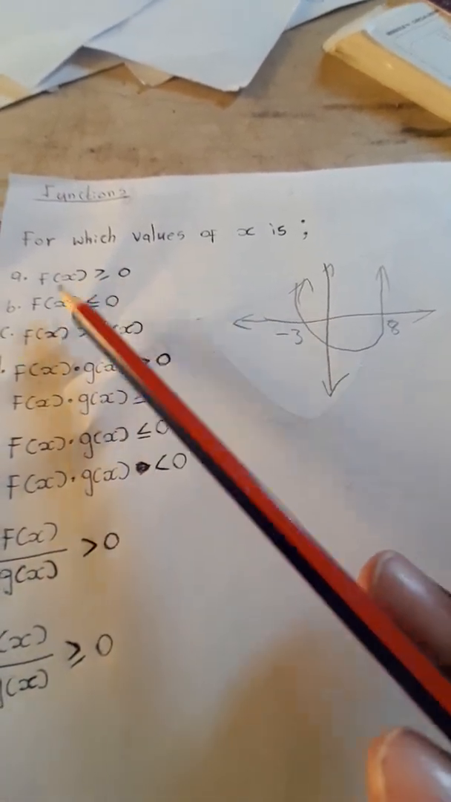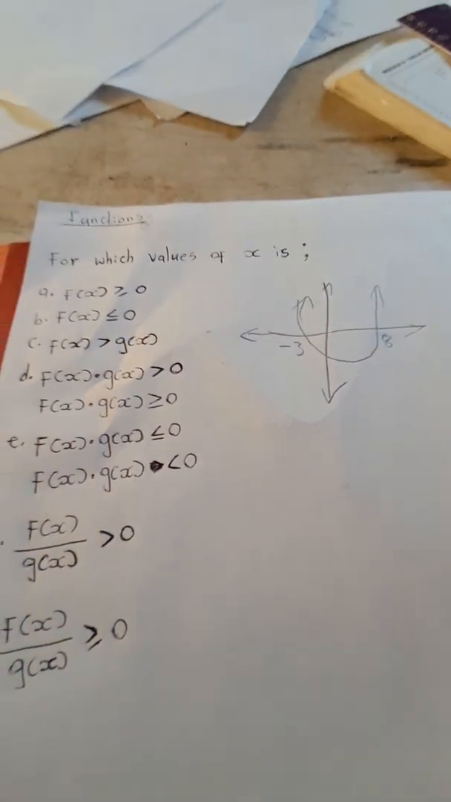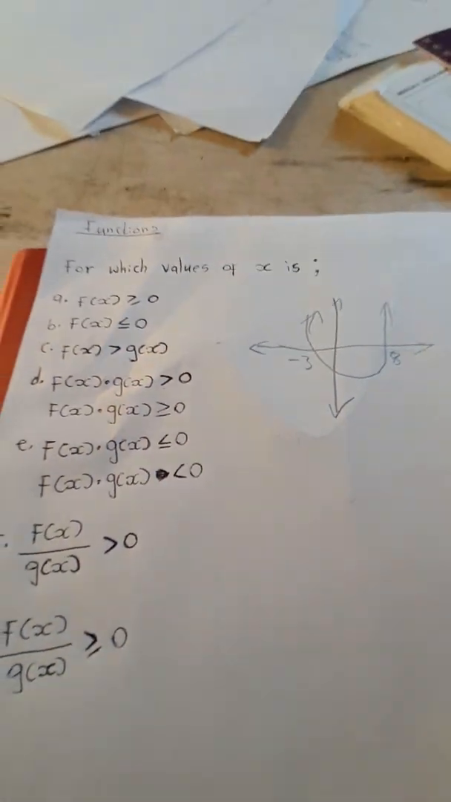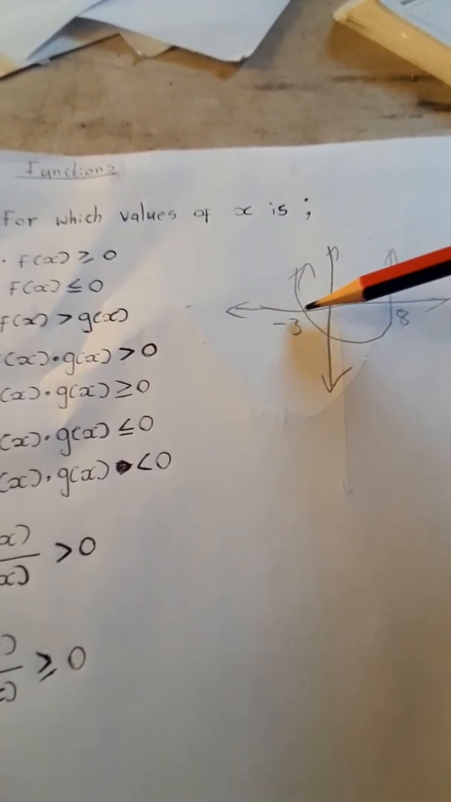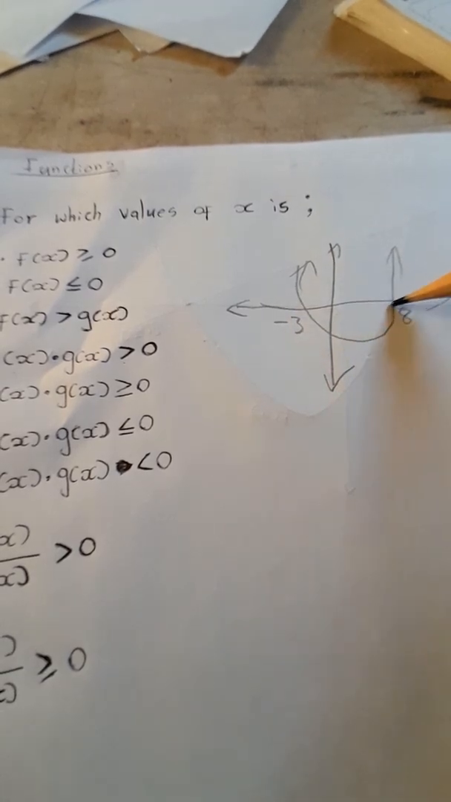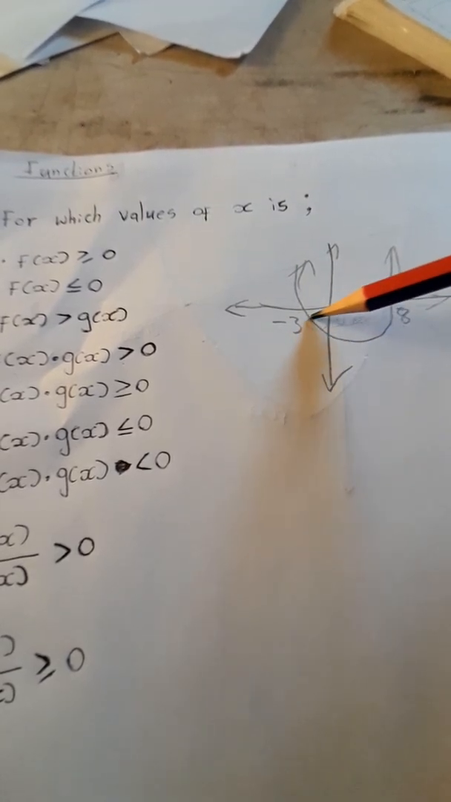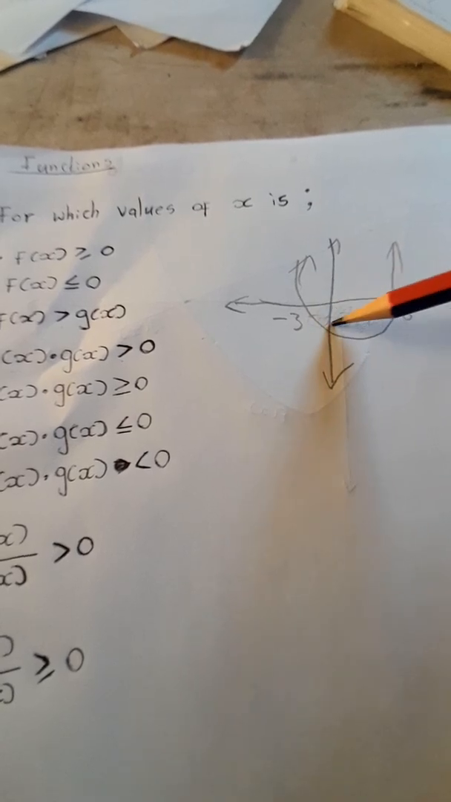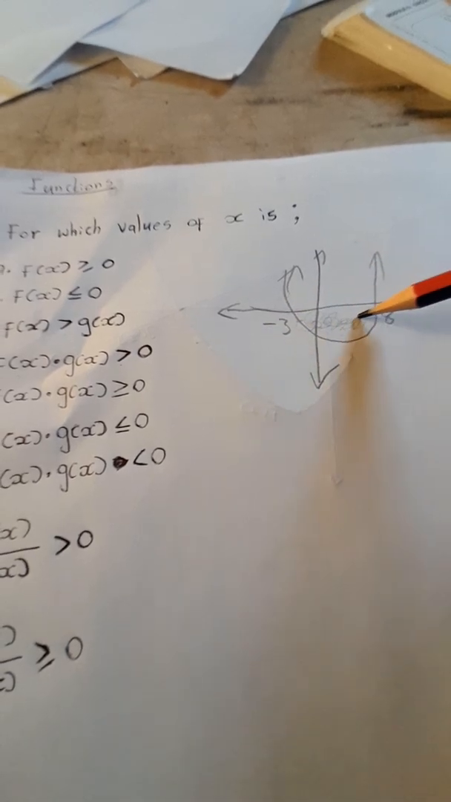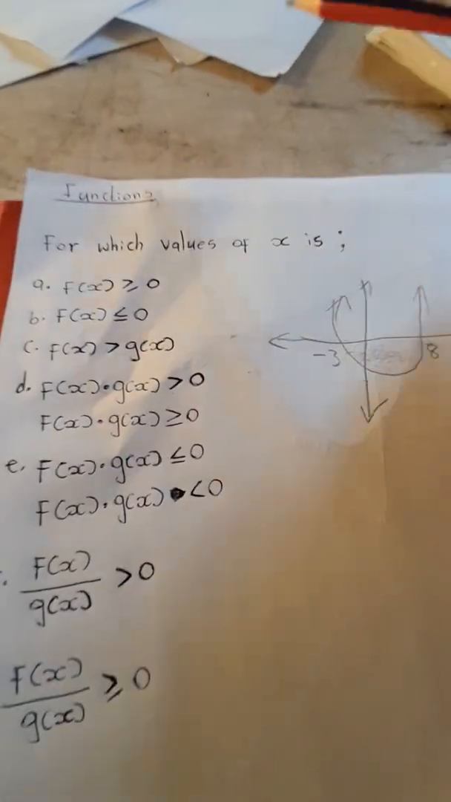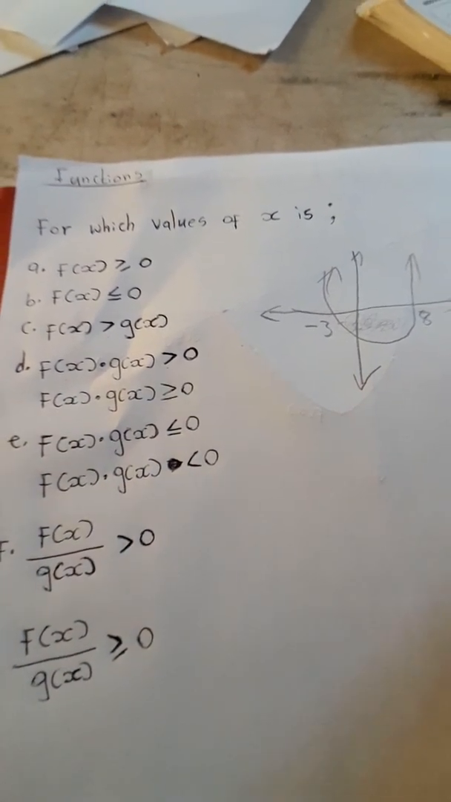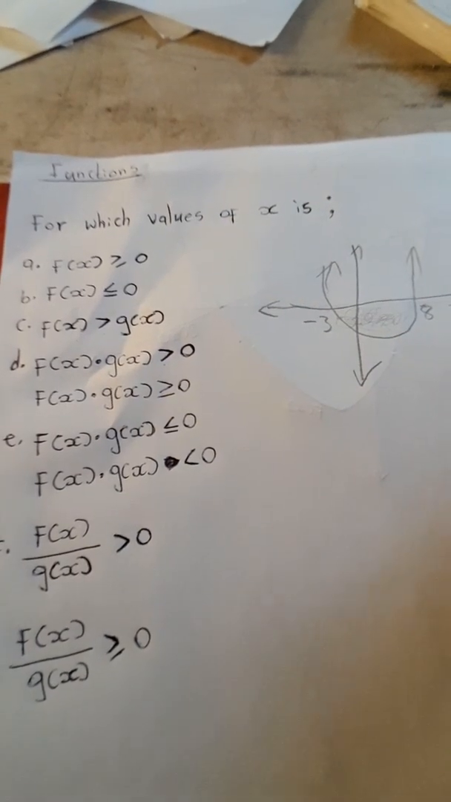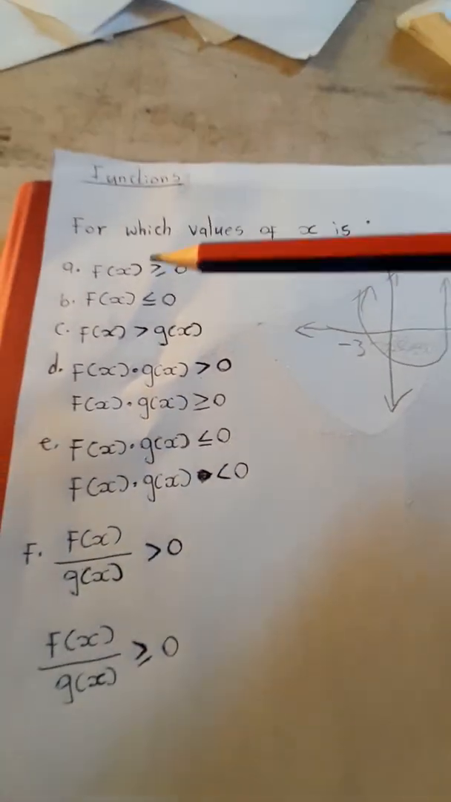And then, for which values of x is f of x below 0 or equal to 0? You are gonna say f of x is only below 0 from -3 to 8. We are talking about this portion here. It's below 0 when x is between -3 and 8. And I believe you get the idea of this type of question. They are not that bad. They just want you to look at the sketch and answer questions looking at that sketch.